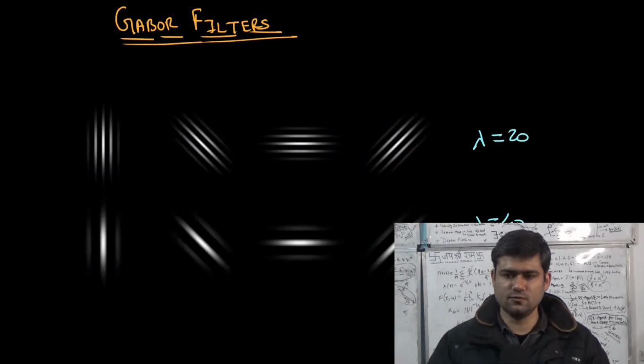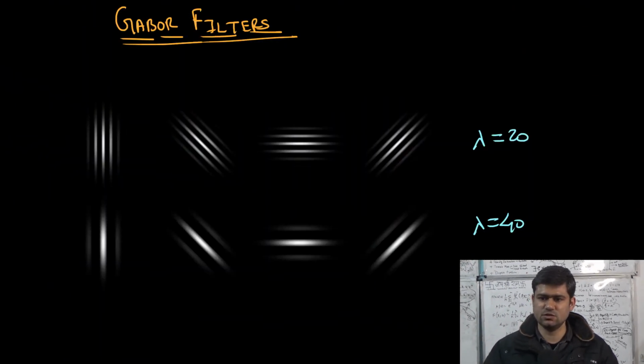So here is a plot of what the Gabor filters look like. Here we have selected two different scale values, lambda equal to 20 and lambda equal to 40, and we use a discretization of 45 degrees. As we discussed earlier, theta equal to 0 corresponds to this Gabor filter, where the normal to the parallel stripes, the orientation of this normal, is 0 degrees.